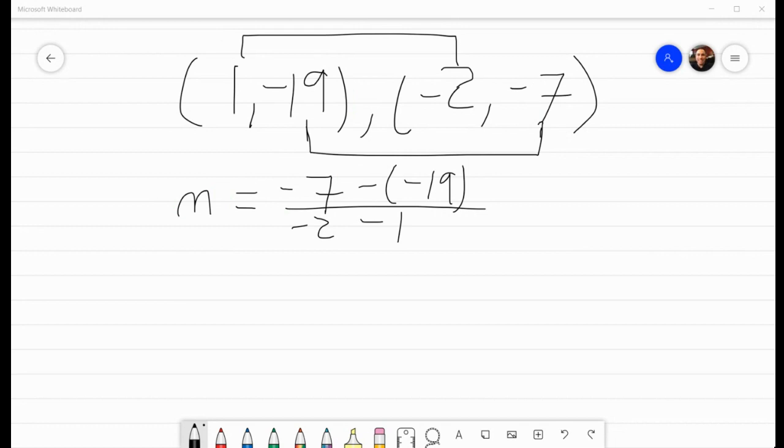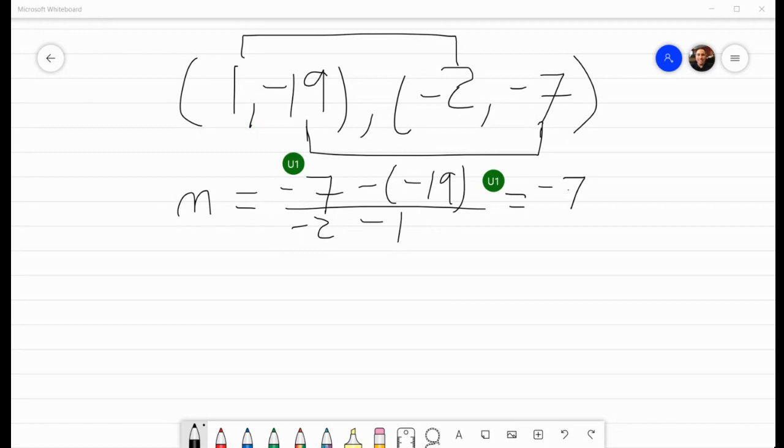Okay, again, remember what we want here is the coordinates for the same point on top of each other. Negative 2 and negative 7 come from the same point. We want them on top of each other. That's what happens here.